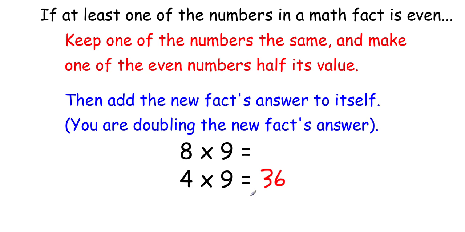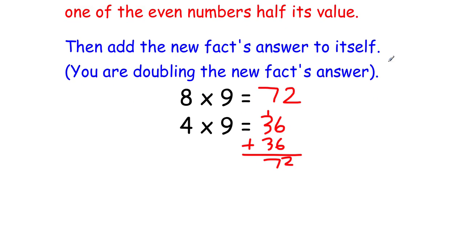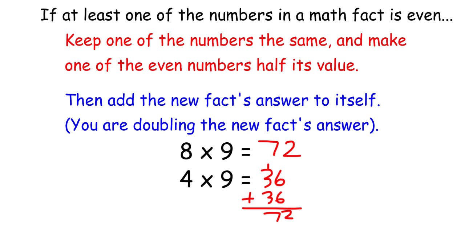What do I do to this 36? In order to get the answer up here, I need to add it to itself. And that is going to be 72. So 8 times 9 is 72. And that's how you do this strategy. If one of the numbers in a math fact is even, you keep one of them the same, and you make the even one half its value. That's what we did here. 4 is half of 8. We kept the 9. We figured out 4 times 9, and then we doubled 4 times 9 in order to get to our original fact.